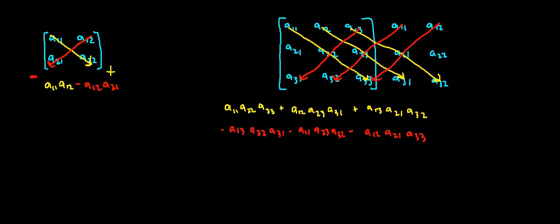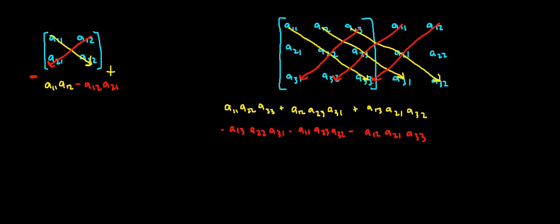For a 3 by 3, it becomes a little bit different. Still the same idea, but with an extra step. Start with the same idea. Top left, go down to the right. This is a positive entry. All of the ones going from left to right are going to be positive entries. All of the ones going from right to left will be negative.